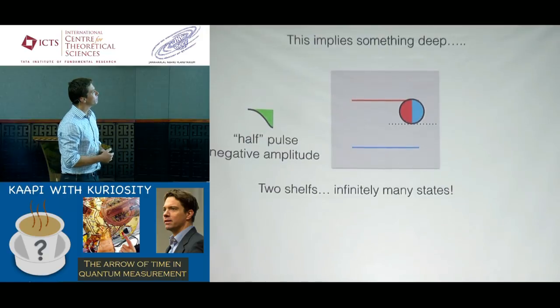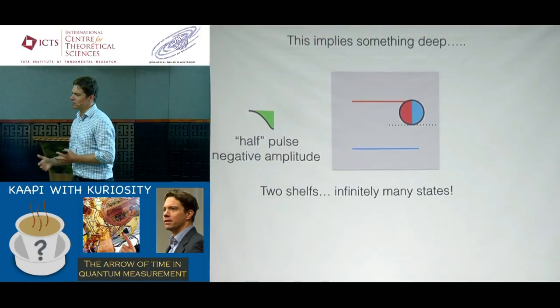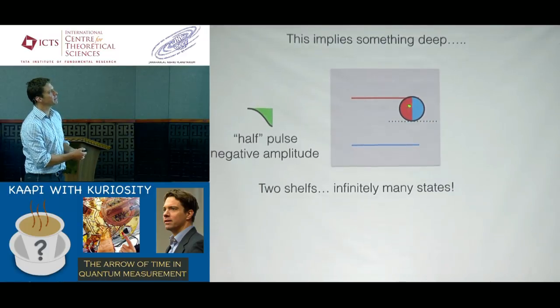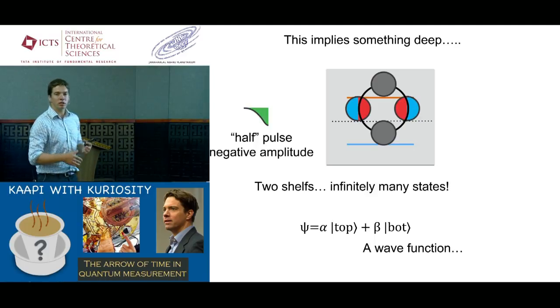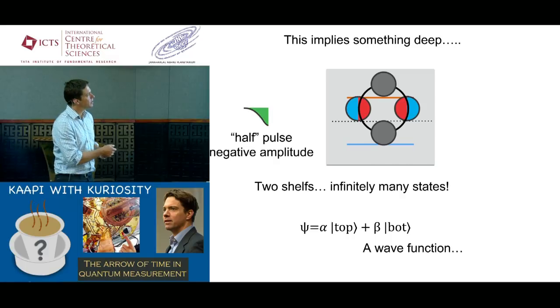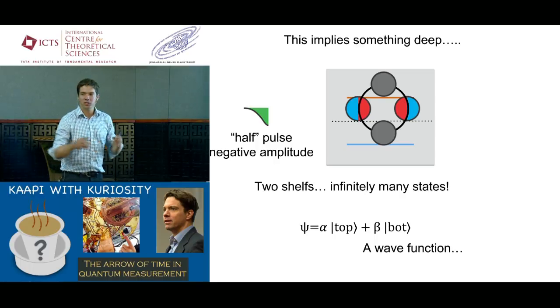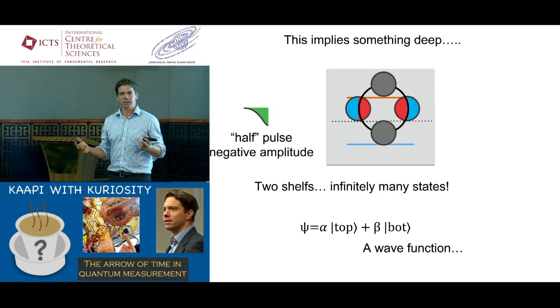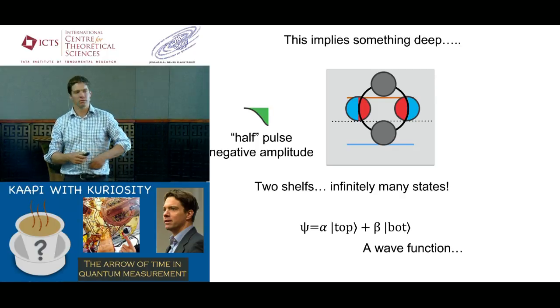Now, it turns out if I put in a half pulse of negative amplitude, it doesn't really matter so much, I can get some other shelf here. This is the top shelf minus the bottom shelf. I could put in a 1/4 pulse. That means it would put me maybe a quarter away from the bottom shelf to the top shelf, or put in a three-quarters pulse, or any possible things. There's infinitely many possible shelves, or infinitely many possible superposition states that can be made in this system.